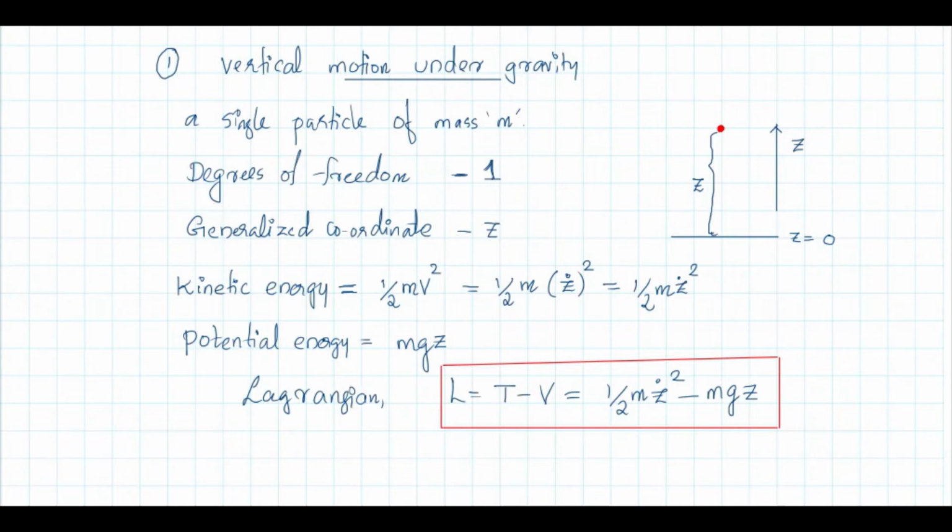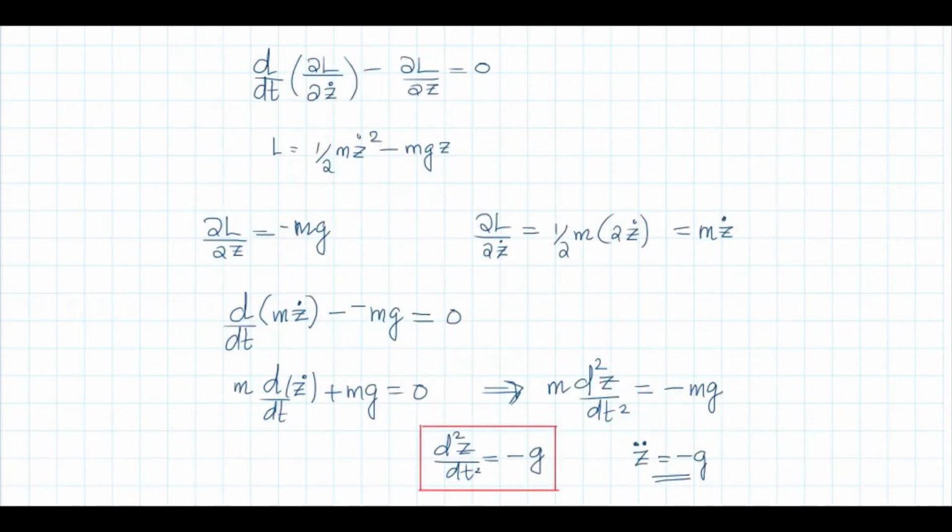This is the general procedure for applying the Lagrangian formulation, and this is the most simple problem that we can find. This is a system with a single particle and it has just 1 degree of freedom. Now I will consider the second example. It is a harmonic oscillator.